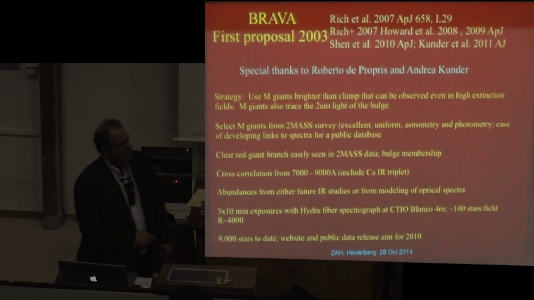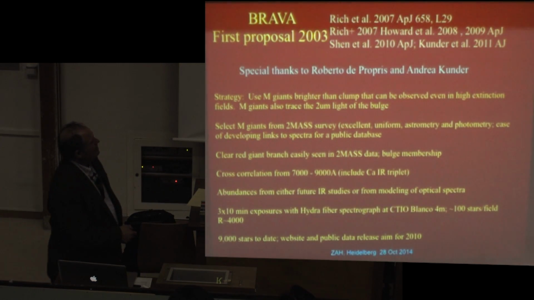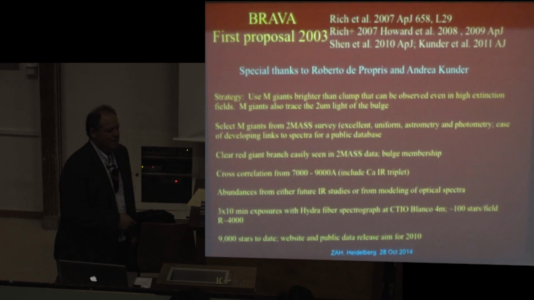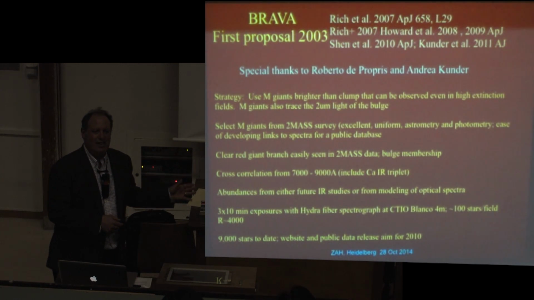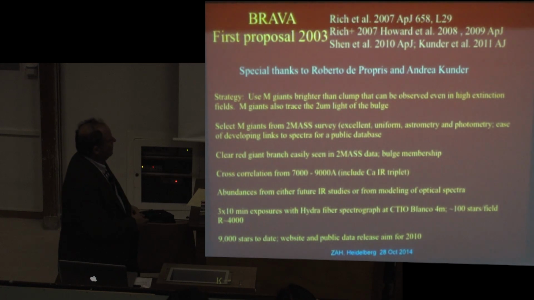Turning to kinematics, the BRAVA project, actually I couldn't believe it, but it had its 10th anniversary last year in 2013, but the first proposal was in 2003. It took some time to get it actually approved. The idea was to use M-giants, which are bright stars, and to use the CTIO 4-meter plus Hydra to measure radial velocities for M-giants over a large fraction of the bulge using the TiO and calcium infrared triplet region.